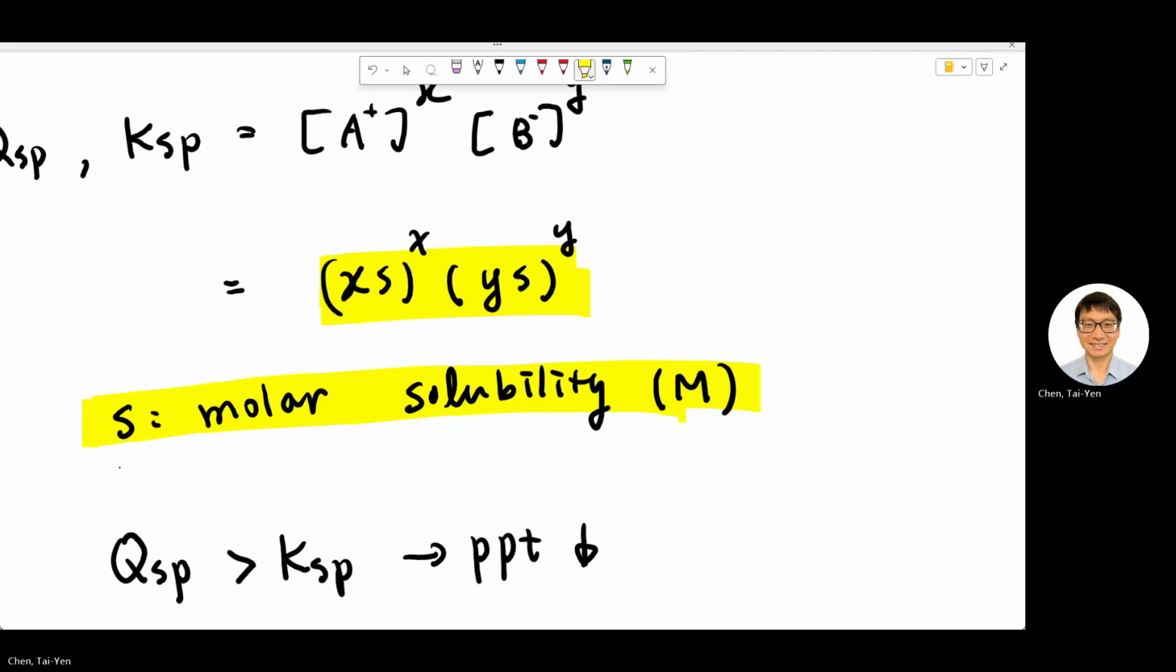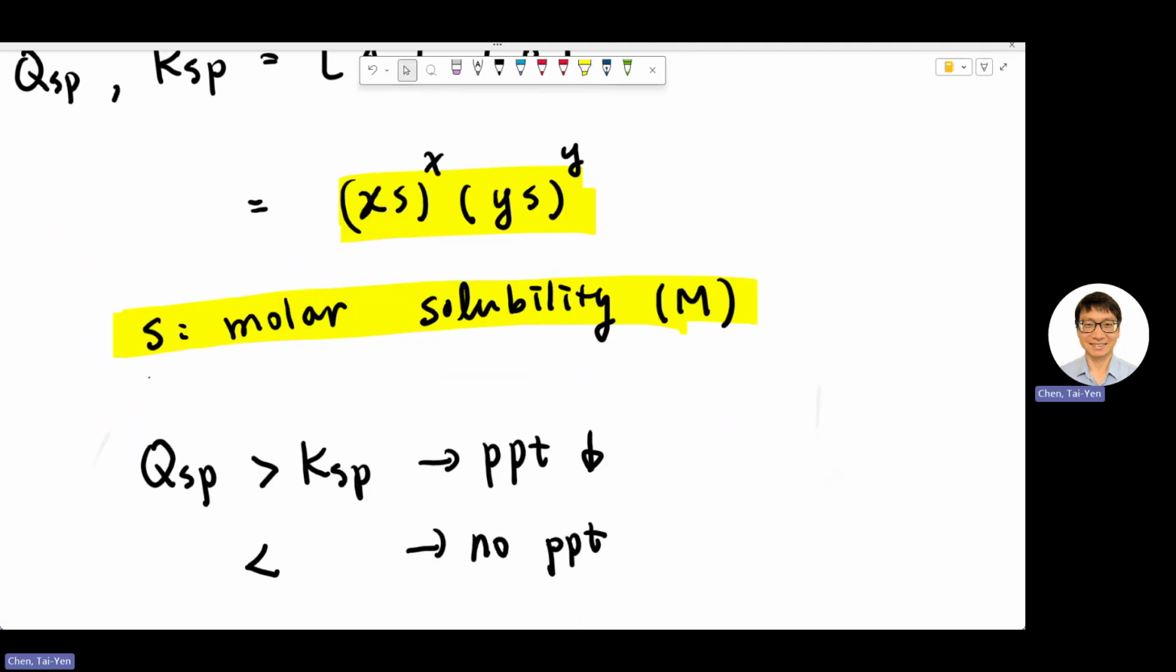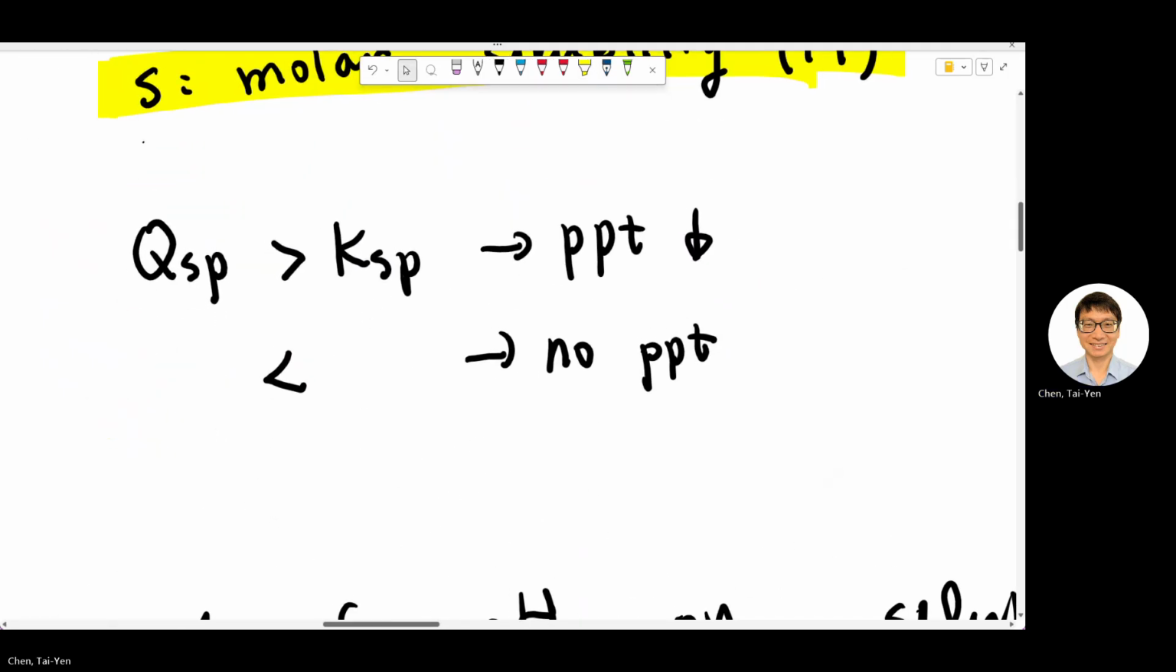So that's the first big topic for chapter 15. Then the next question asks: if I mix 2 solutions, 2 soluble salts together, and each solution contains one of the ions for your insoluble salt, can you compute the QSP yourself? The calculation is exactly the same as the KSP. When you compute the QSP, you then compare that to your KSP.